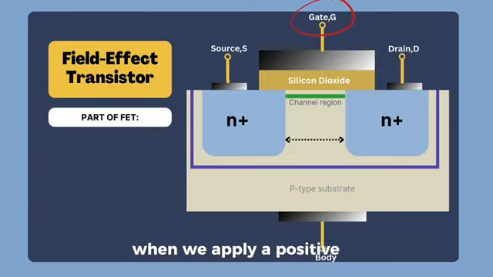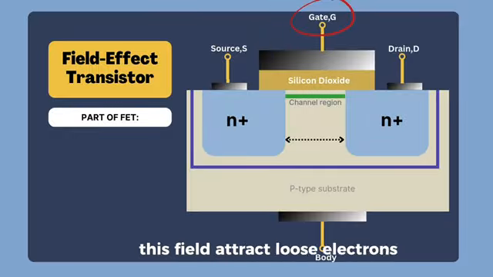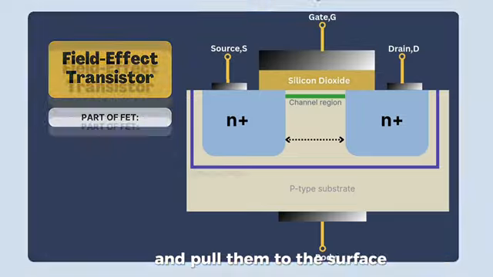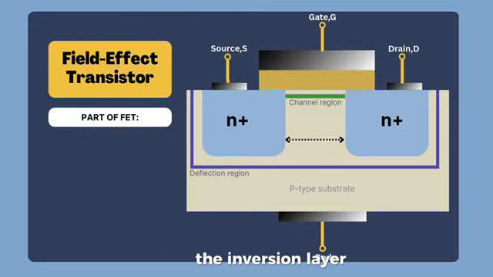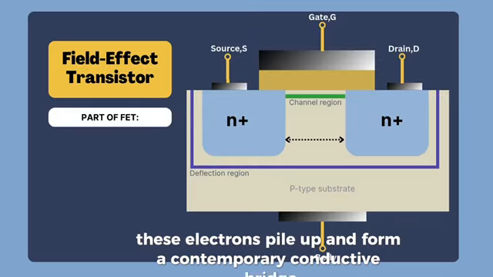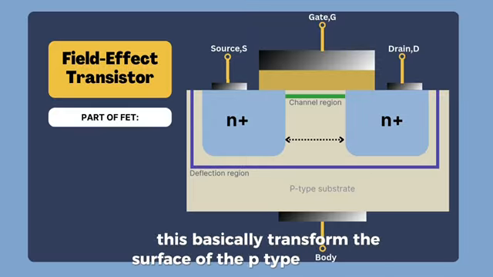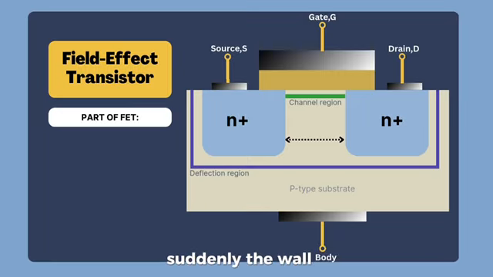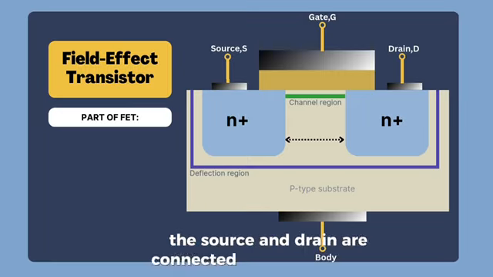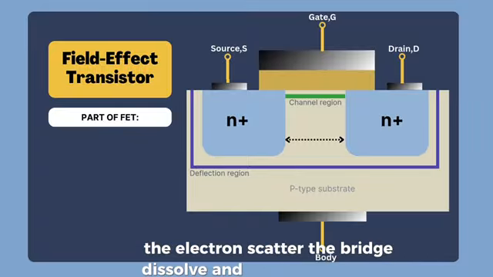When we apply a positive voltage to the gate, it creates an electric field that penetrates the glass. This field attracts loose electrons from the substrate and pulls them to the surface. These electrons pile up and form a temporary conductive bridge called the inversion layer. This physically transforms the surface of the p-type silicon into n-type. Suddenly, the wall is gone. The source and drain are connected and current flows freely. When you remove the voltage, the electrons scatter, the bridge dissolves, and the switch turns off.